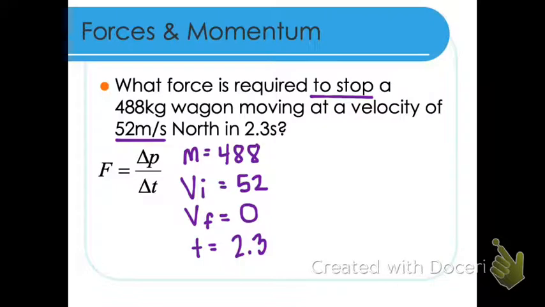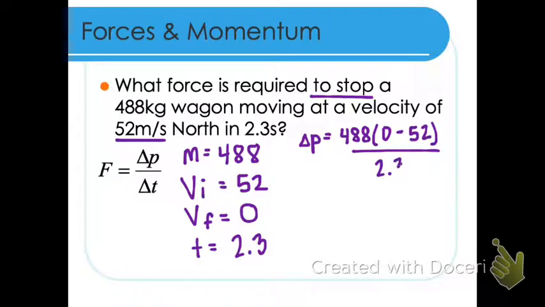What was my change in momentum over that time? So delta P equals m times final velocity minus initial velocity over time. Force is given to us in newtons. Okay? Here it's really important that we did 0 minus 52. It's going to be tempting for you to just plug in the velocity there, but it's final minus initial, so 0 minus that.